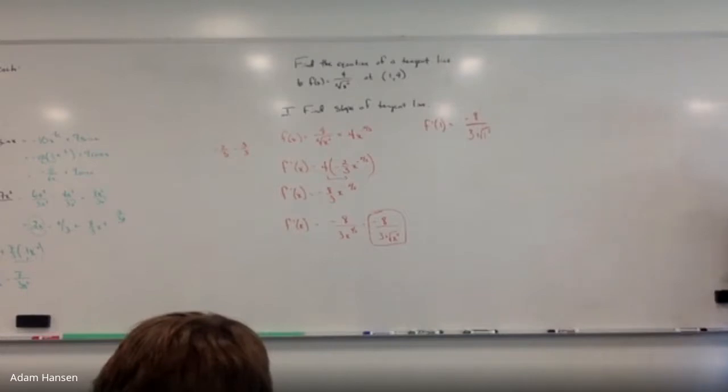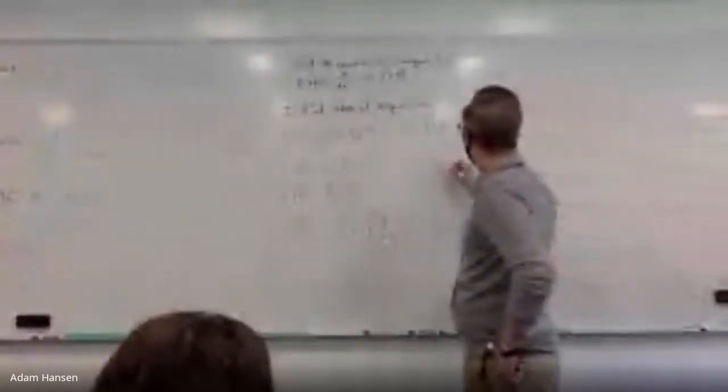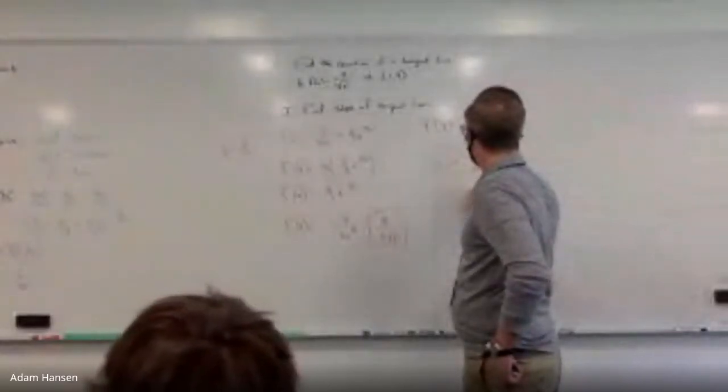What's the cube root of 1 to the 5th? Start there. 1 to any power would be 1. What's the cube root of 1? 1. 1 to any power is just 1. So this would be negative 8 over 3 times 1, which is just negative 8/3.